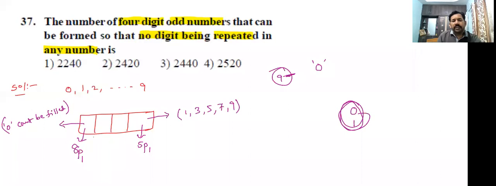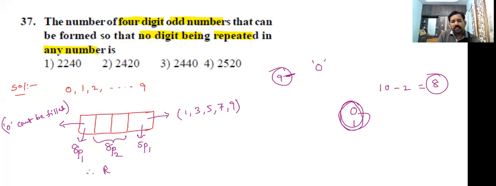Now the remaining two places can be filled with the remaining digits. Remaining means the unit place has one digit filled and the thousands place has one digit filled. Out of 10, overall 2 digits were filled. How many digits remain? 8 digits. Out of 8 digits, take any two. Those digits can be arranged in the remaining two places.